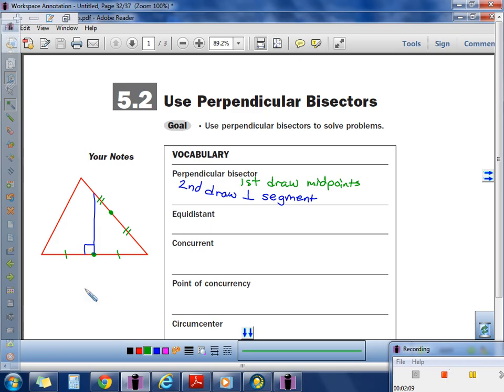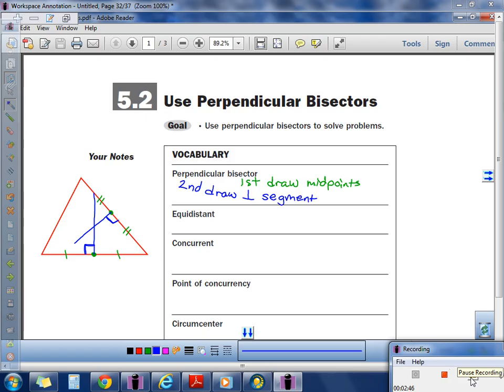On that side, what do I need to draw next? A perpendicular segment from that midpoint. So I come off of this segment perpendicular. Remember, I'm eyeballing it, so I'm not being perfect. So I now have two perpendicular bisectors on my picture.